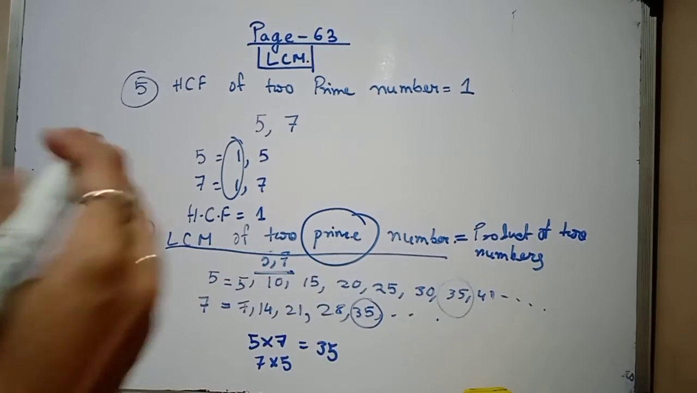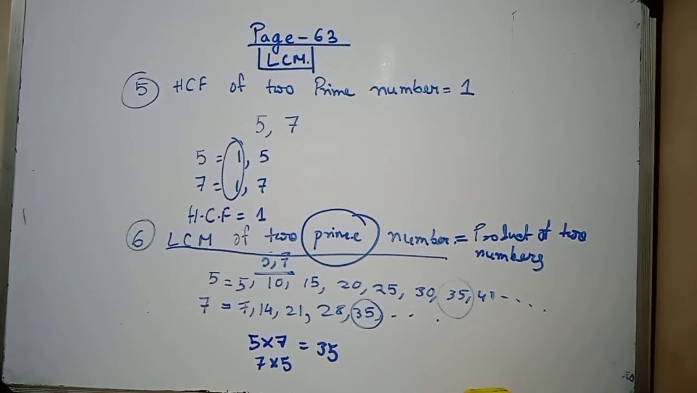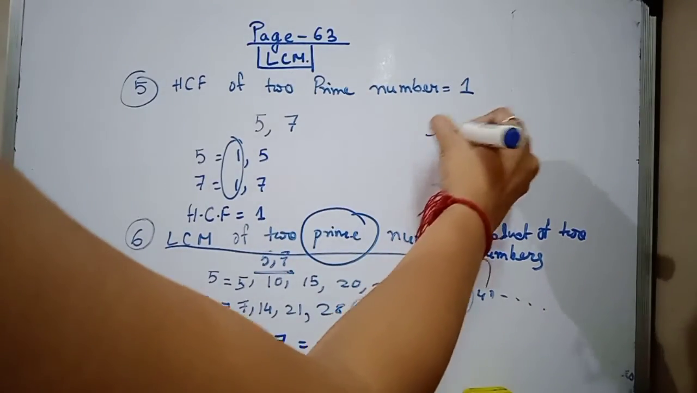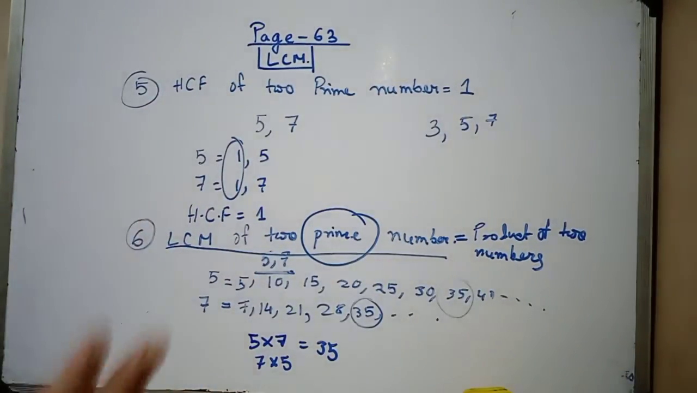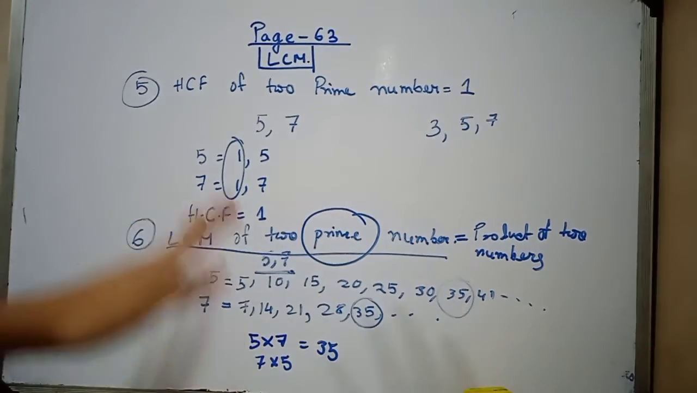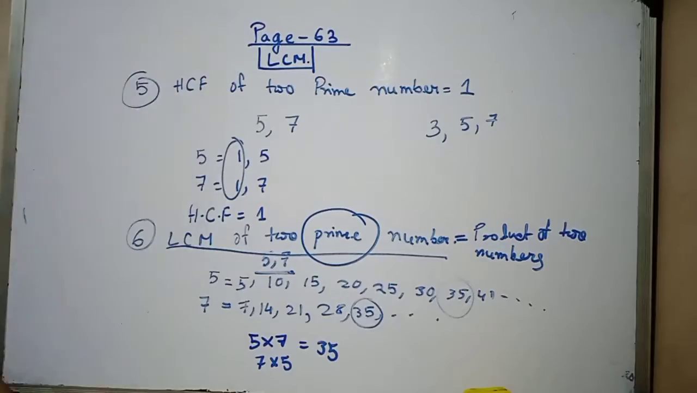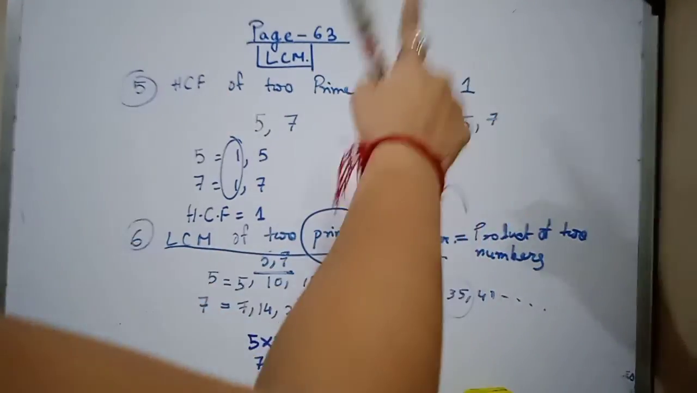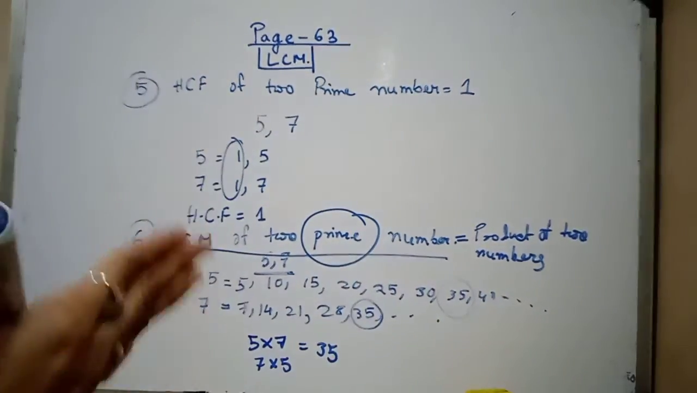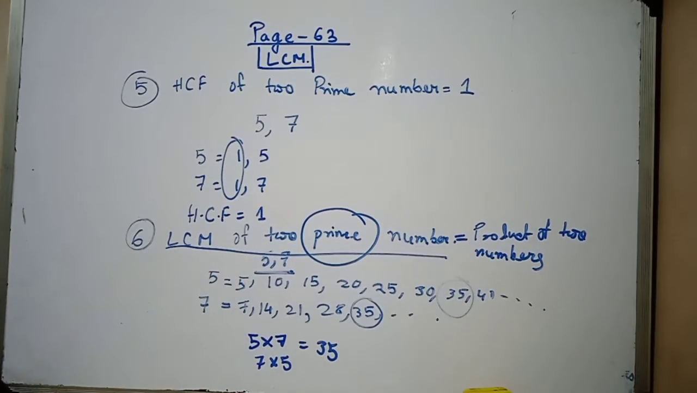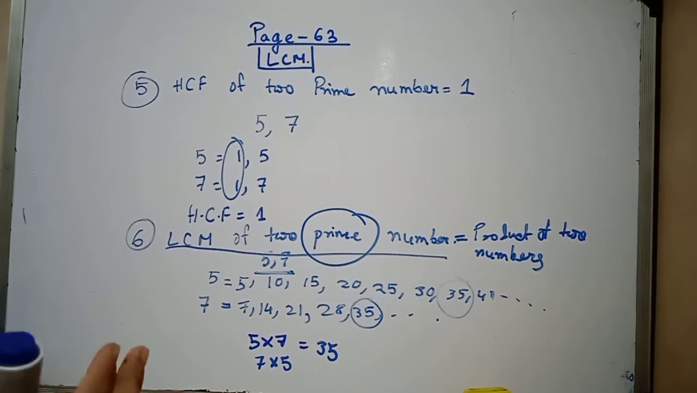An example of prime numbers is 5 and 7. These are two prime numbers. Okay, we can take three prime numbers also, like 3, 5 and 7. For that case also we will get 1 as the common factor, and if we take 3, 5 and 7, we can see that the product of these three numbers will be the LCM of these three prime numbers. Okay, so if you remember this example, you can easily understand the purpose of this question, what they are asking you.